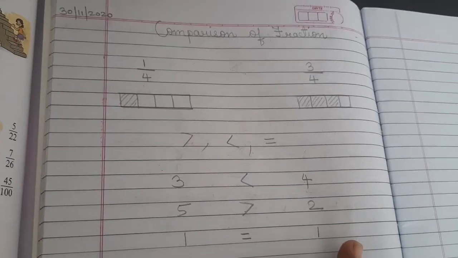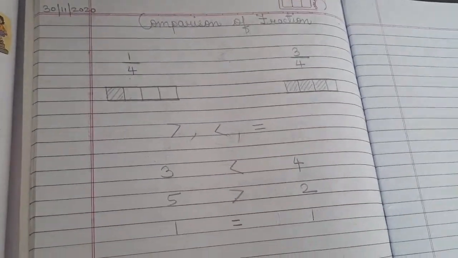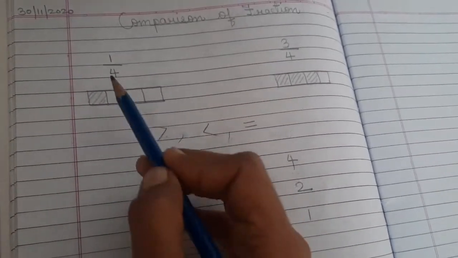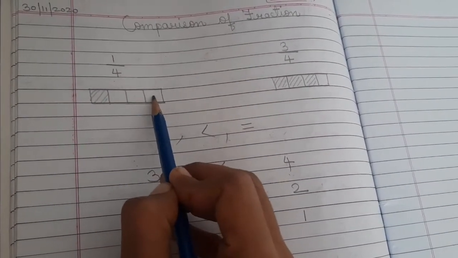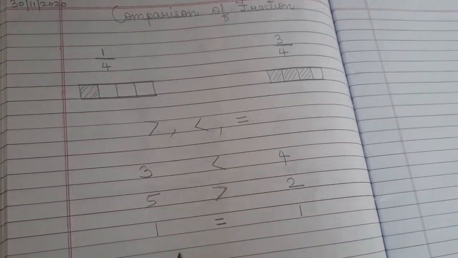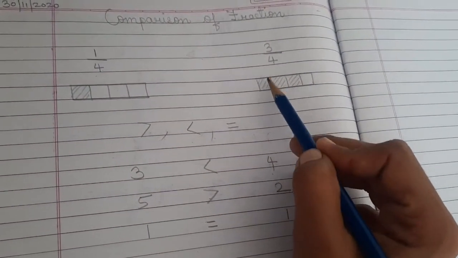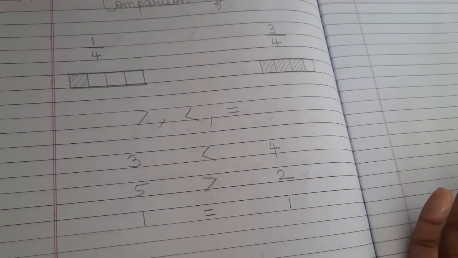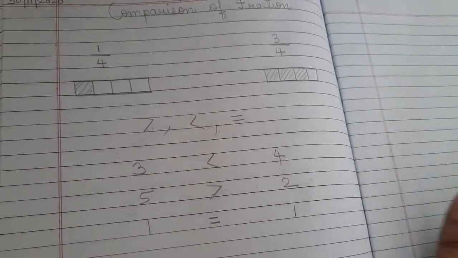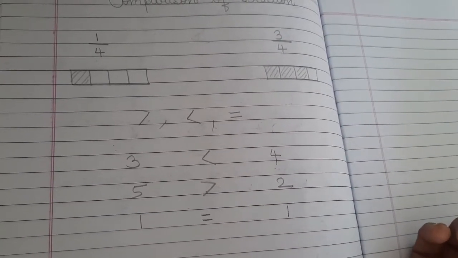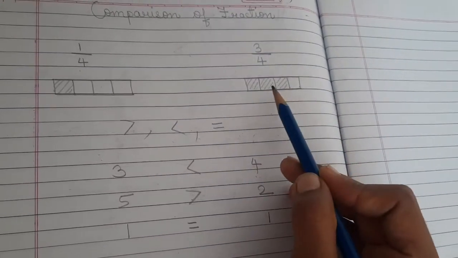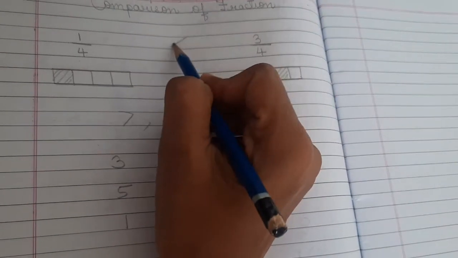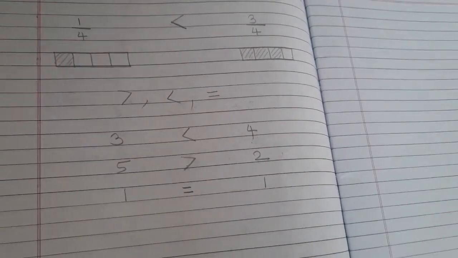Now in a similar manner we have to do it in fractions. Here the fraction is 1 by 4. 1 by 4 means out of 4 equal parts, one part is shaded. And here out of 4 equal parts, 3 parts are shaded. So where the number of parts shaded is more, that fraction is greater. So here 3 parts are shaded, so this fraction is greater. So we'll use the less than sign.